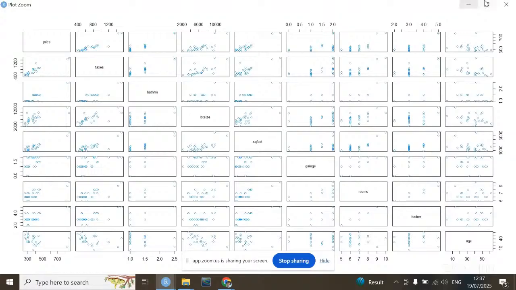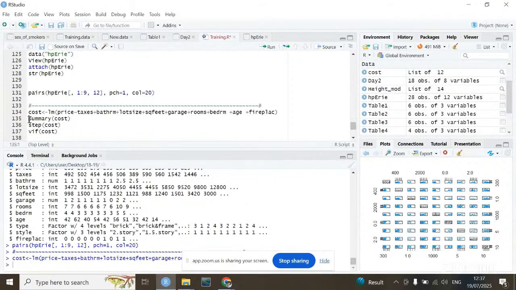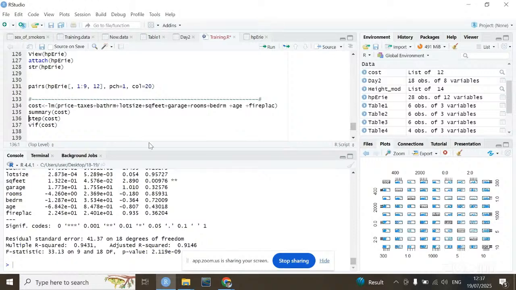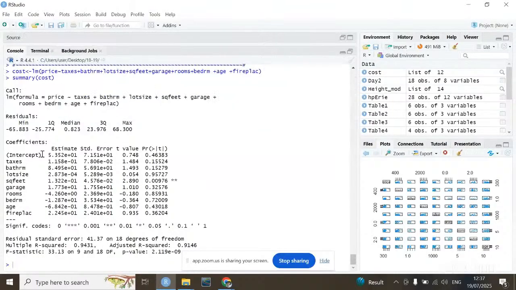So when we generate our linear model and we get the summary, this is what we get. There's the intercept, this is the value for the intercept, but it is not significantly different from 0. The coefficient of the tax is 0.1158, but it is not significant.